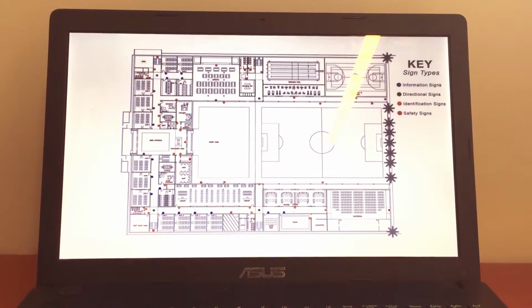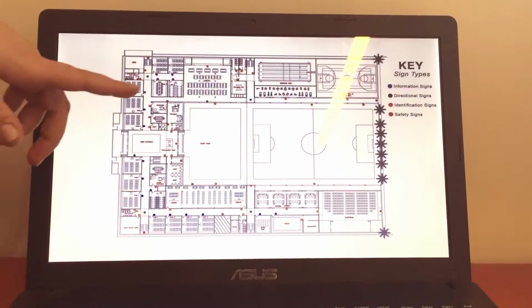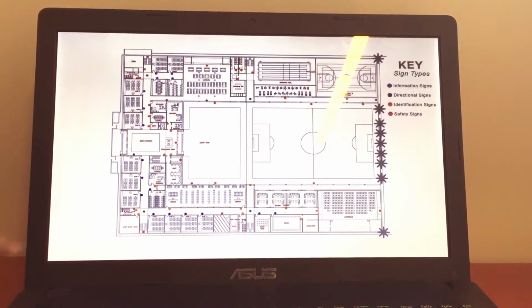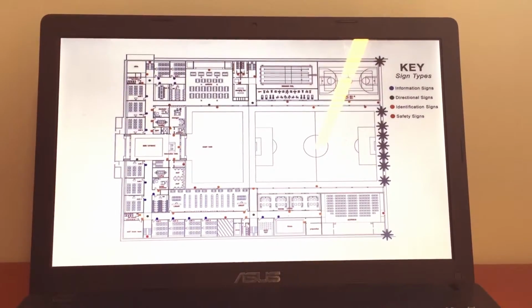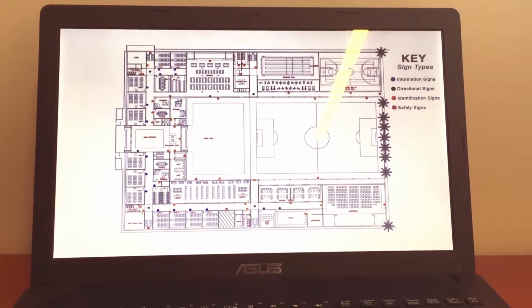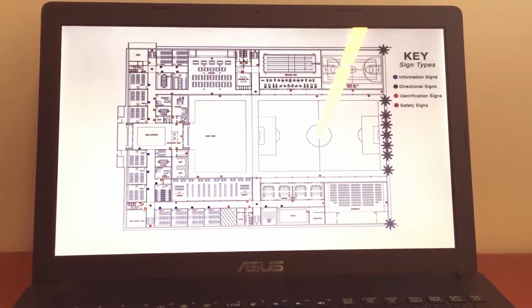Moving on to the identification signs, I use them to label places such as the washroom, the change room, the staff rooms, the front desk, or any location that doesn't require to be accompanied with information, but needs to be easily identifiable by any person.